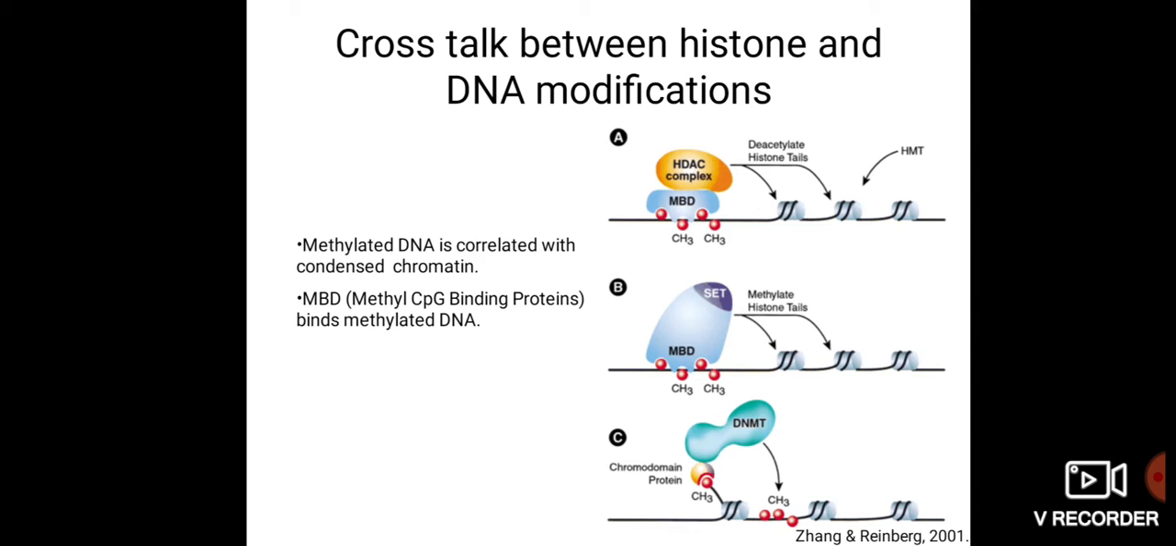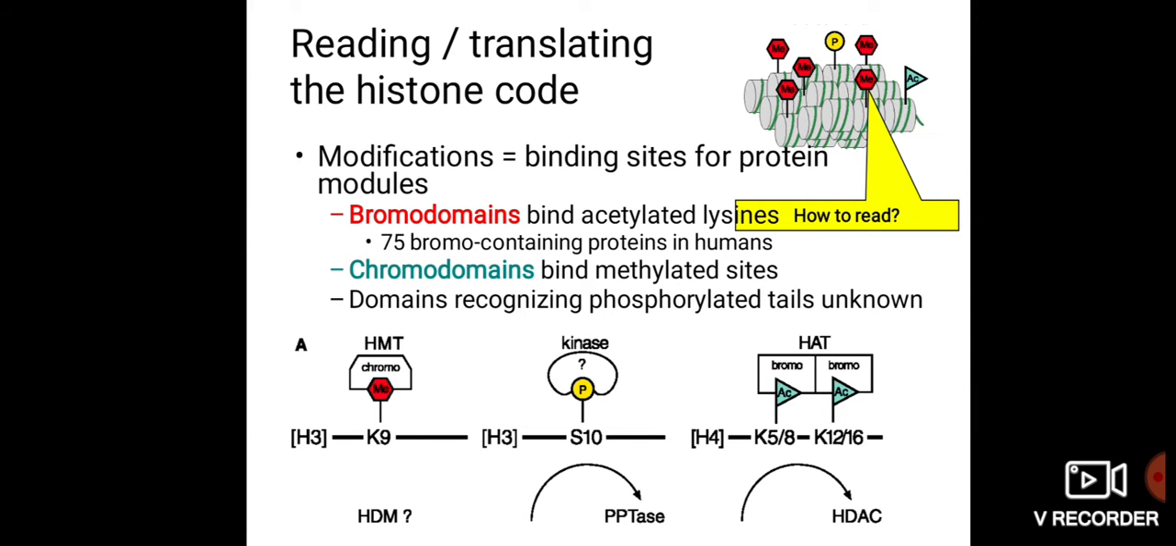Whereas we see the same MBDs can also bind with the SET protein molecules, which are going to cause methylation. Or there is one more chromodomain protein molecule that can bind with the methylated residues, and further they can recruit DNMTs, which is going to methylate the other bases. This means this crosstalk can cause further modification of histones and the DNA.